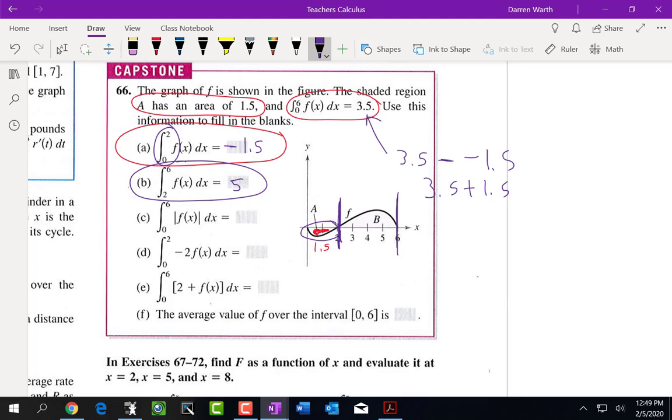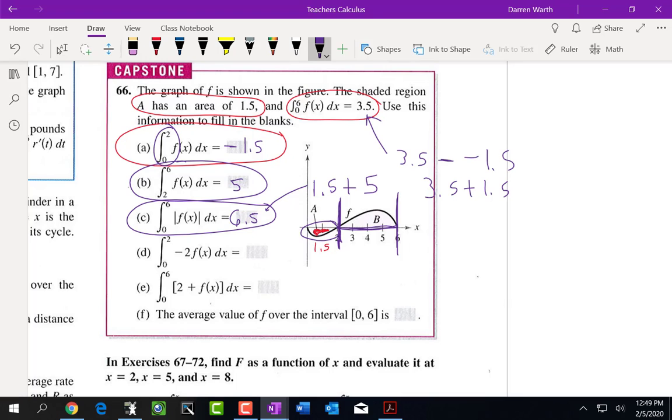Okay, now it wants me to do the absolute value of this right here. So the absolute value from 0 to 6 means I'm going to take this 1.5 and flip it up there, so it becomes a positive 1.5. So this is 1.5 plus the other area from here to here. The area from there to there came out to be 5, so I add those together. So 1.5 plus 5 would be the total distance, or the absolute value, which gives me a total of 6.5.